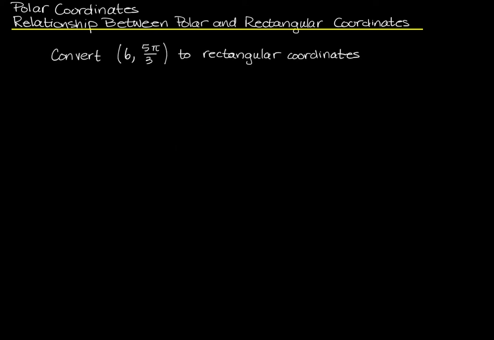Let's convert the point 6, 5 pi over 3 from polar coordinates into rectangular coordinates. I've put the formulas that we're going to need up here in the corner. Basically, what I have is r comma theta, and what I want is x comma y. The good news is that's just r cosine theta comma r sine theta.